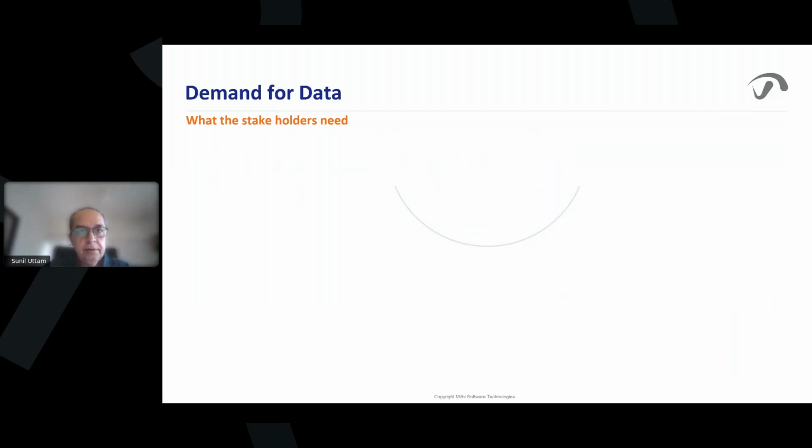So let's look at the context. Where does data fit in? What is it that stakeholders need? What is this demand for data, which is creating such a lot of discussion? If you look around on the internet, you will find massive discussions around data, data management, data protection, data fabric, data analysis. So there is a demand for data. So we'll zoom out and zoom in a little and see what the stakeholders need.